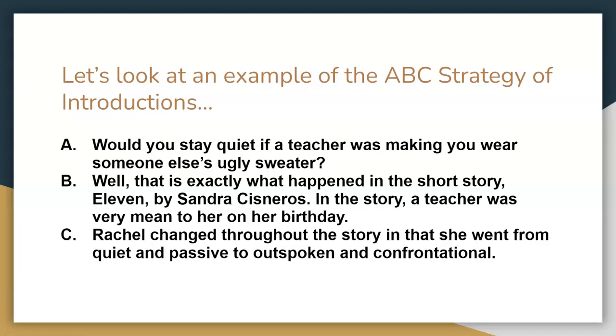So if you'll notice, my very first sentence was an attention-getting question that made you think about my topic. My second sentence was a bit of background knowledge about the genre, which was a short story, the title, the author, and just a little bit about what the story might be about. And then my final C was my claim. So I know without even reading this essay that the author is going to show me how Rachel has changed from quiet to more outspoken.